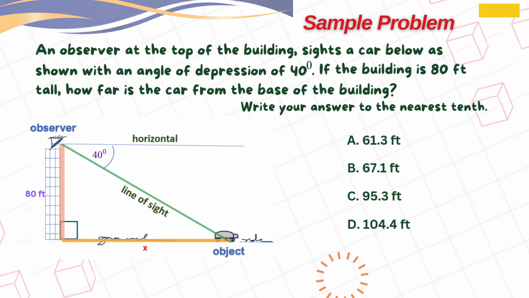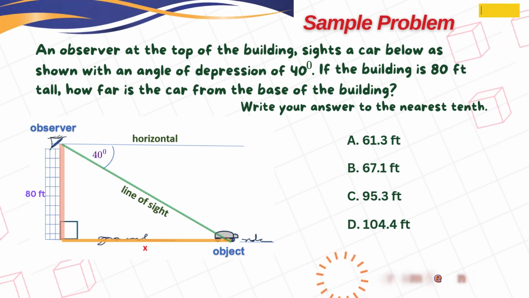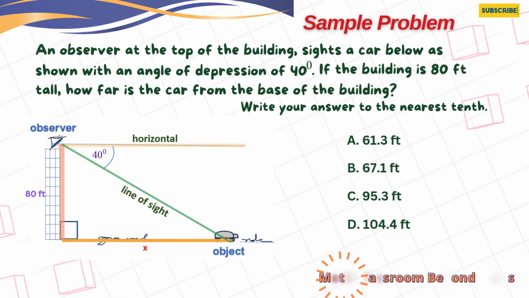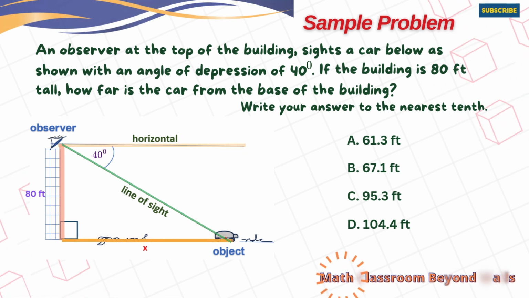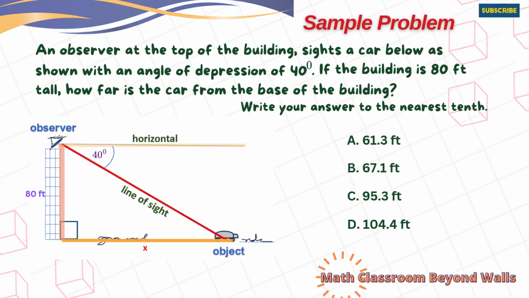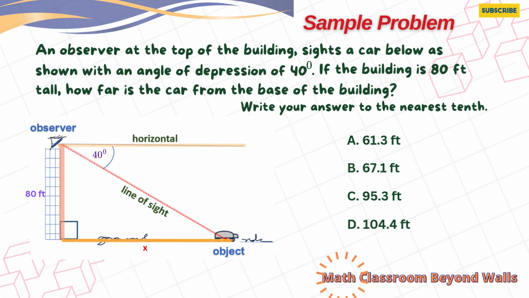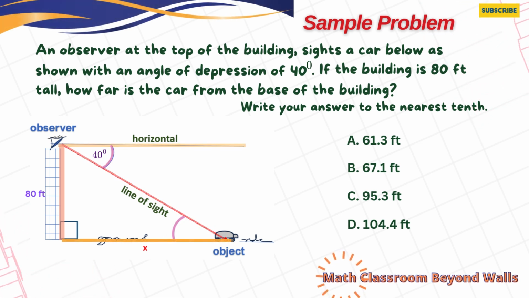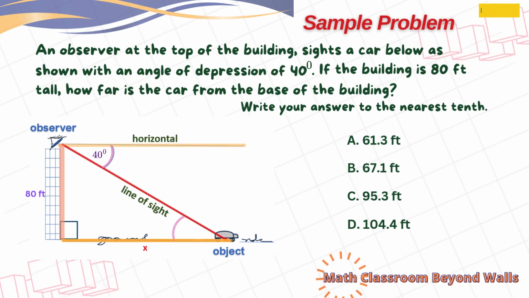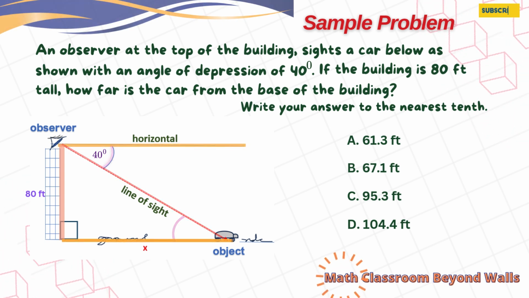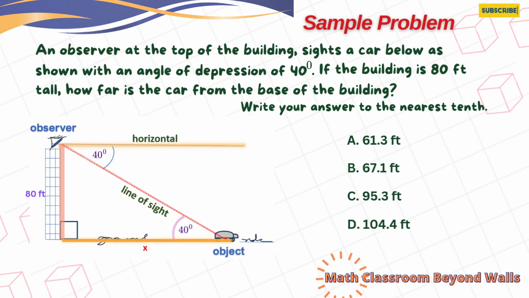Look at the figure closely, learners. Do you see what I see? The horizontal and the ground are parallel. Now, between these parallel lines is a transversal, the line of sight. Do you see these, learners? Since the lines are parallel, the alternate interior angles that are created with the transversal are congruent. Do you agree? Hence, the angle below is also 40 degrees.